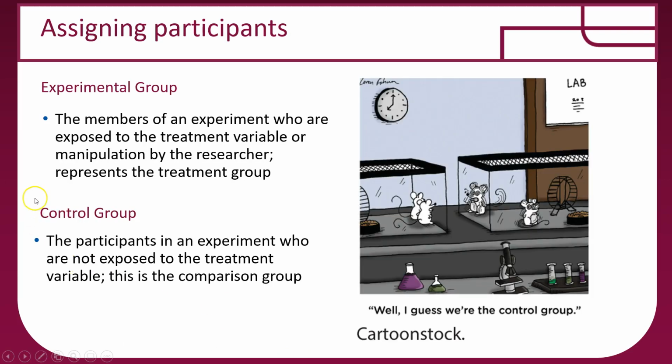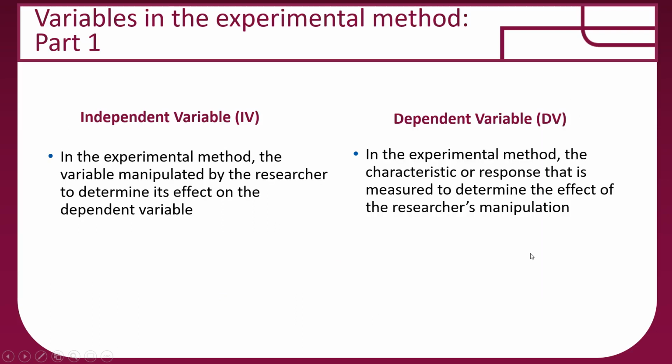So we assign people to 2 groups, or I guess it could be animals too. The experimental group, those are the ones who get the treatment. And then the control group does not get the treatment. This is the comparison group. You can see these poor mice. This group is shaking all over the place, and this group says, well, I guess we're the control group. We have the independent variable. This is the variable that's manipulated by the researcher to determine its effect. And the dependent variable, this is what you're measuring, as we talked about before.